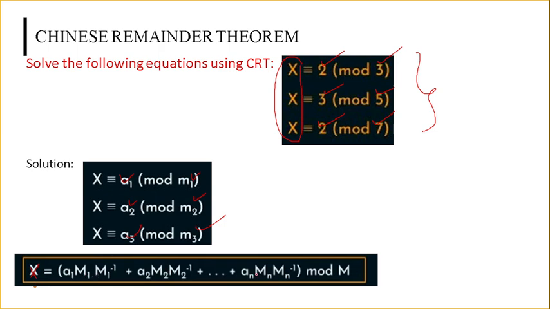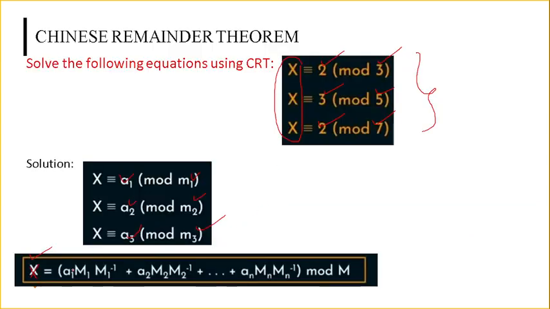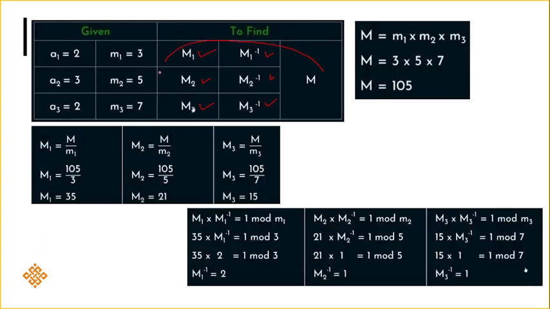Now we need to find capital M1, M2, M3, and also M1 inverse, M2 inverse, and M3 inverse. Once we have all the values, we need to apply this formula to get our variable x. Let's see how to find those variables. We have a1 is 2, a2 is 3, a3 is 2, and m1 is 3, m2 is 5, and m3 is 7. Now we need to find capital M1, M2, M3, and similarly M1 inverse, M2 inverse, M3 inverse, because we need all these values in the equation. Along with that, we need capital M also, in order to do the mod.